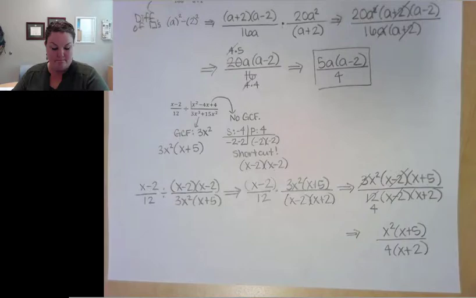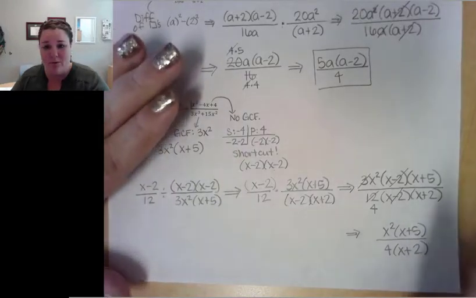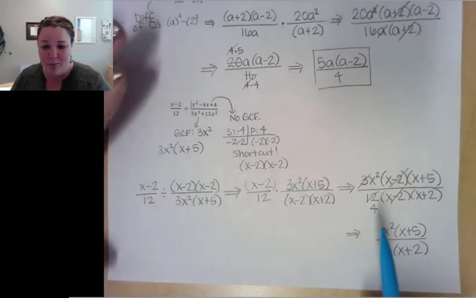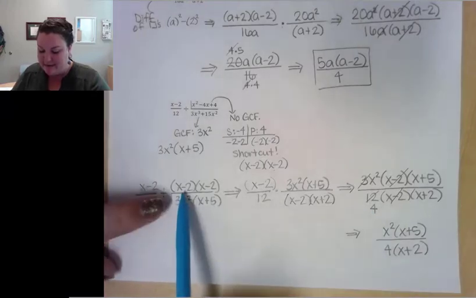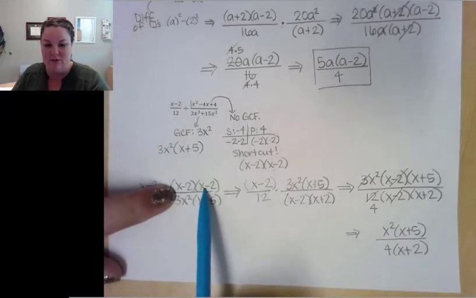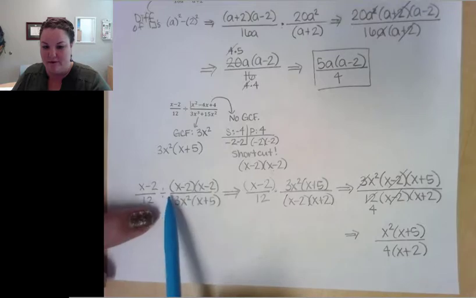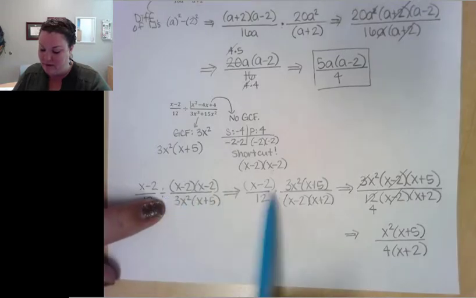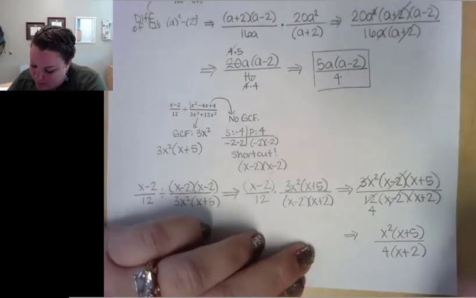Why do I have a plus 2? Oh, because I rewrote it. I'm sorry, caught my boo-boo. So over here we had an x minus 2 times an x minus 2. And whenever we changed it from a division to a multiplication, when we flipped this, I accidentally wrote a plus.